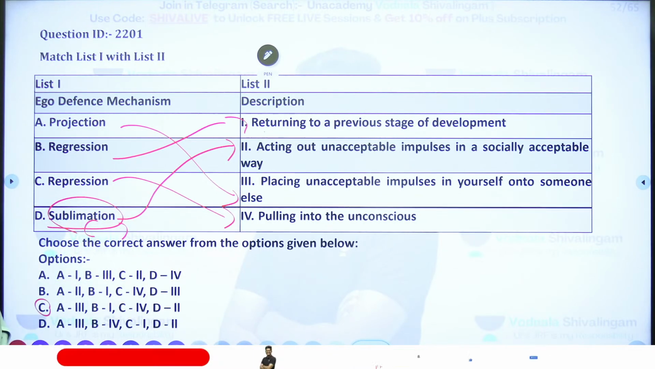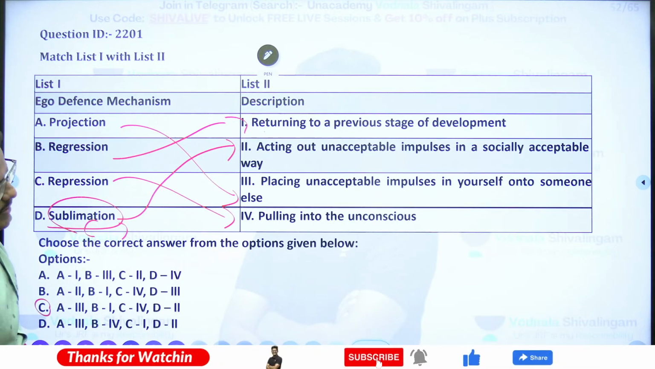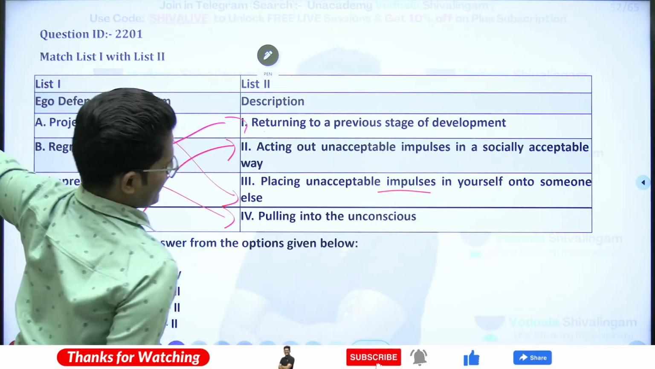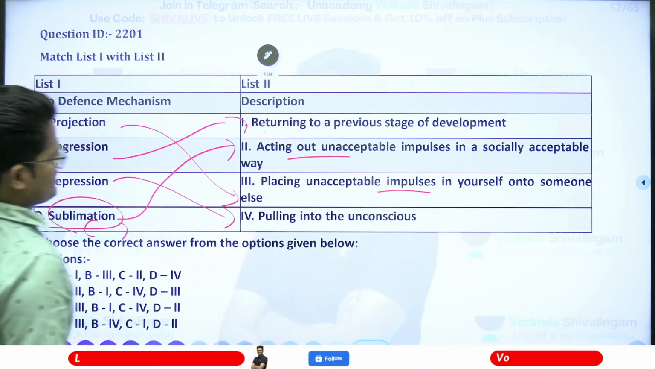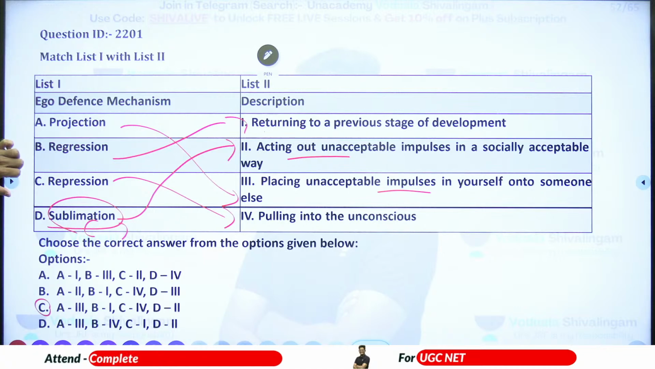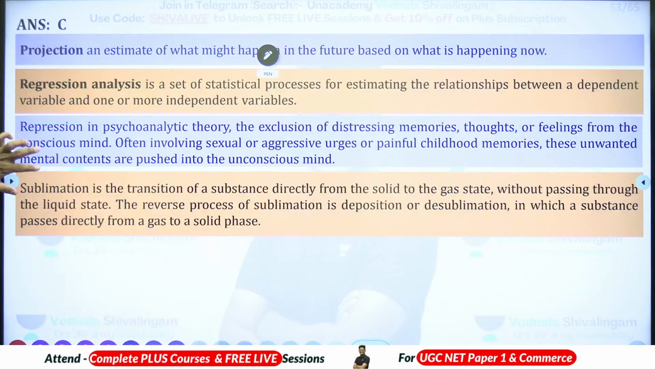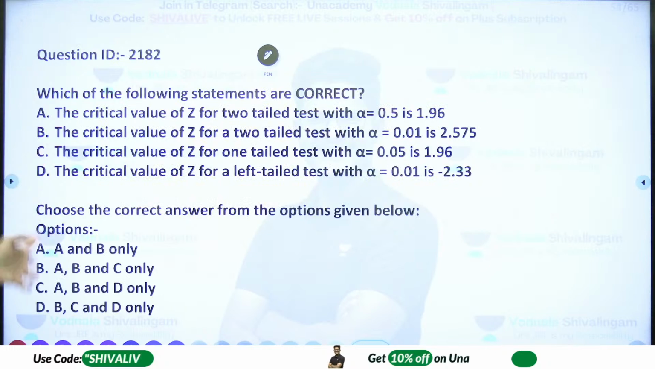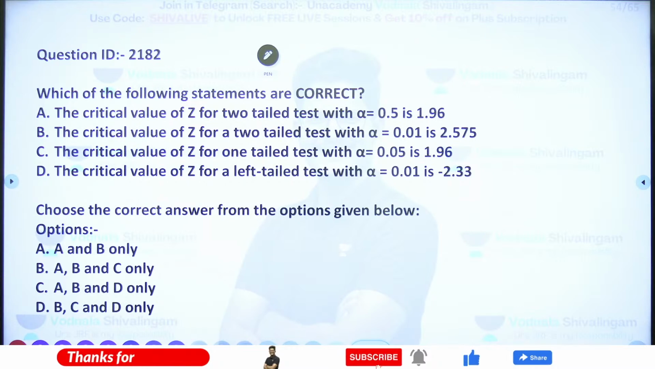And projection is placing the unacceptable impulses in yourself. This is one's own unacceptable thing. This is what society is not accepting. When one's own self is not accepting, it is projection; when society is not accepting, it becomes sublimation. When you are going into the unconscious, that is repression, and regression is comparing with the previous or going back to the previous only. This is a type of question. These are knowledge-giving questions. We should understand them only in that way, otherwise we'll get demotivated.